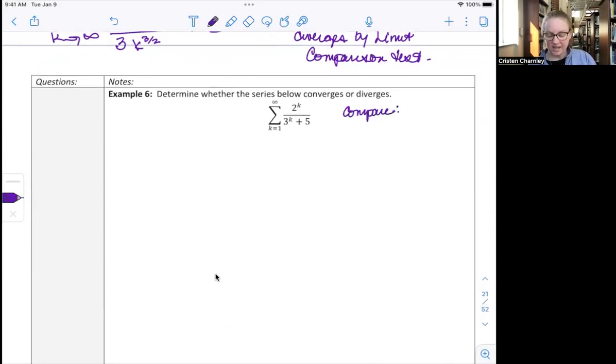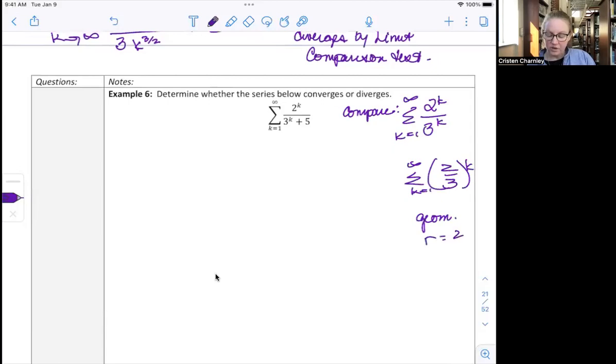Again, you're taking those highest exponents. This would be 2 to the k over 3 to the k. And I know that this would be 2/3 to the k. This is geometric, and r is equal to 2/3. 2/3 is less than 1, so I know that this converges.